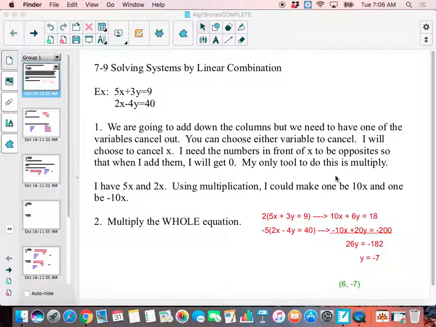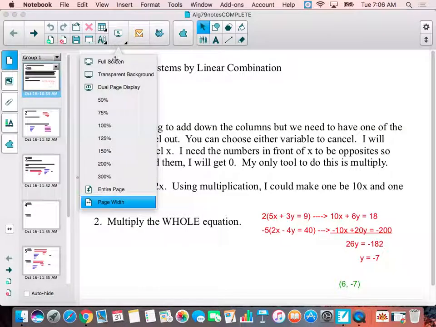This is the screen recording for the Solving Systems by Linear Combination notes.